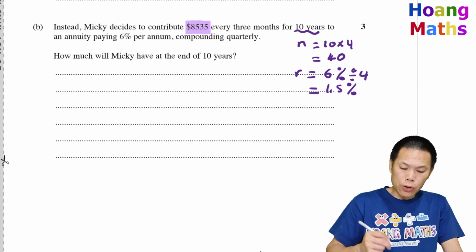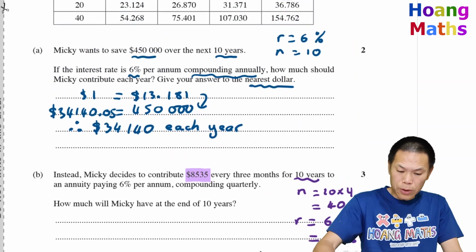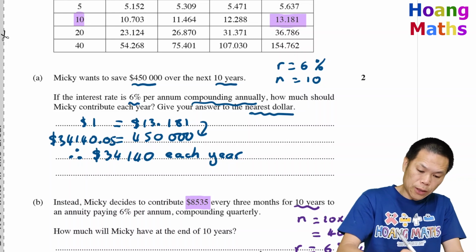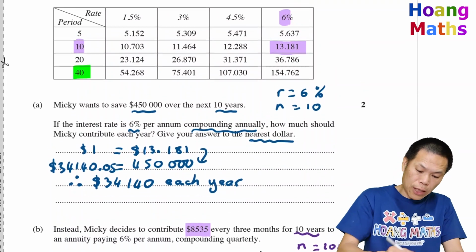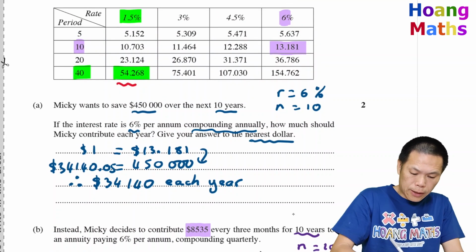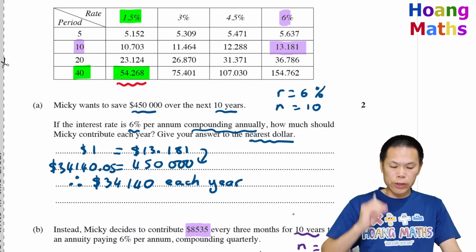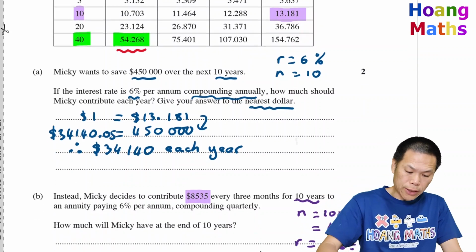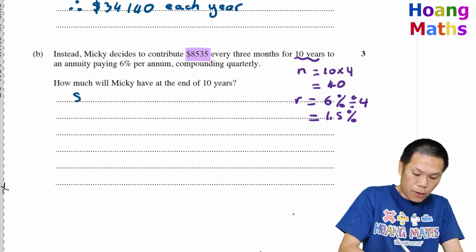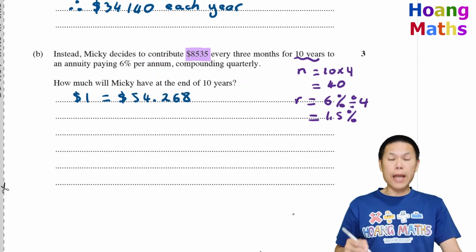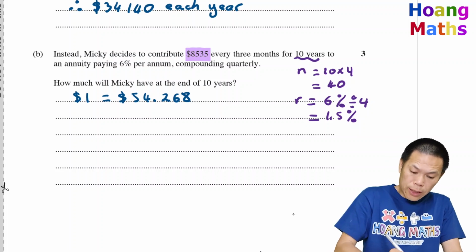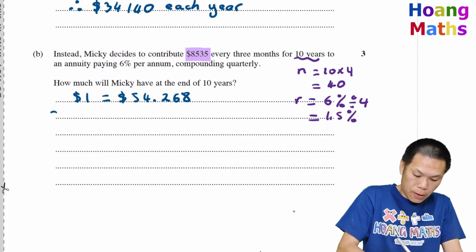So now what we need to do is look at the table. So for 40, this is 40 here, and R is 1.5%. So that should be here. This is the future value for an annuity of $1. So let me just write this down. So for $1, the future value is 4.268.